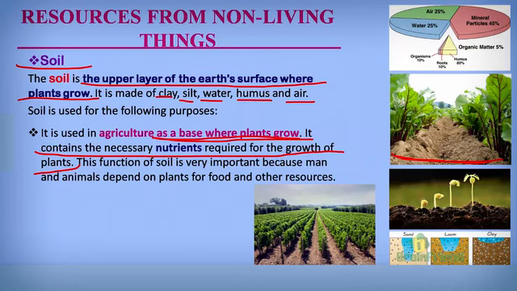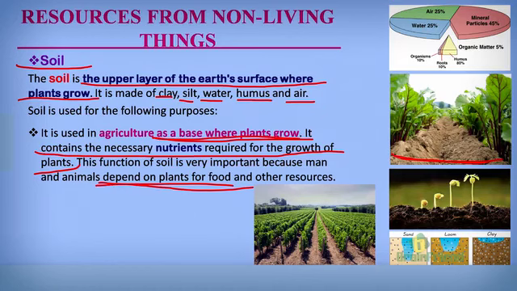This function of the soil, to support the growth of plants or plant life forms, is very important to humans. It is of great benefit to humans. Why? Because humans and all animals depend on plants for food. We said plants are primary food producers because every other organism gets their food from plants. Plants produce food themselves. So humans and animals depend on these plants.